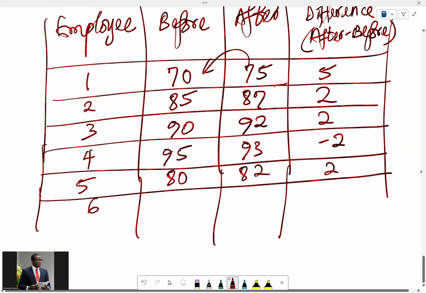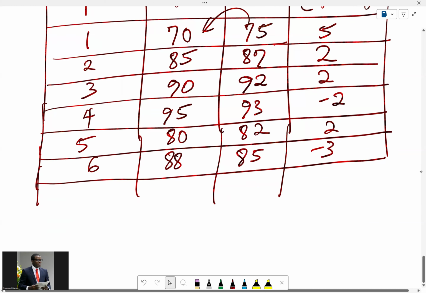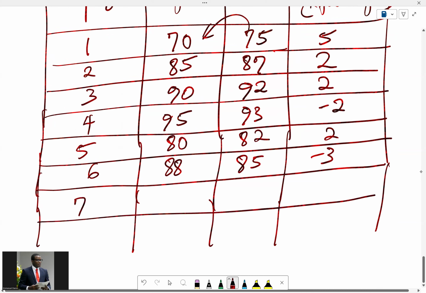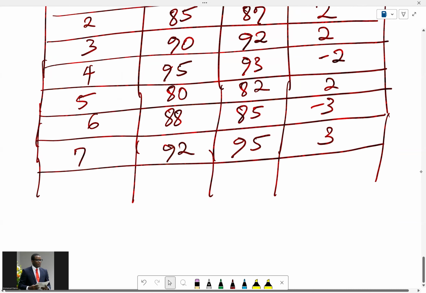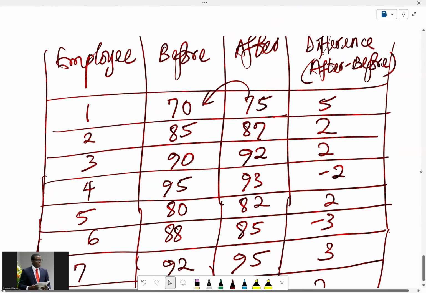The sixth employee, 88 before, 85 after, that's minus 3. Then you have the seventh employee, 92 before, 95 after, that's 3. That's the difference. And lastly, the eighth employee, 78 before, 80 after, 2 is the difference.